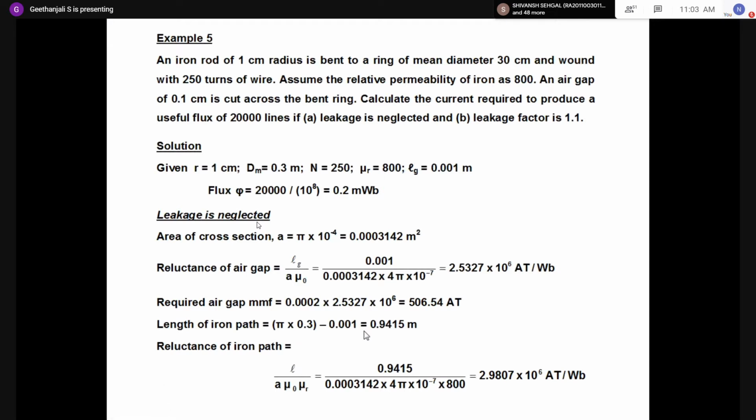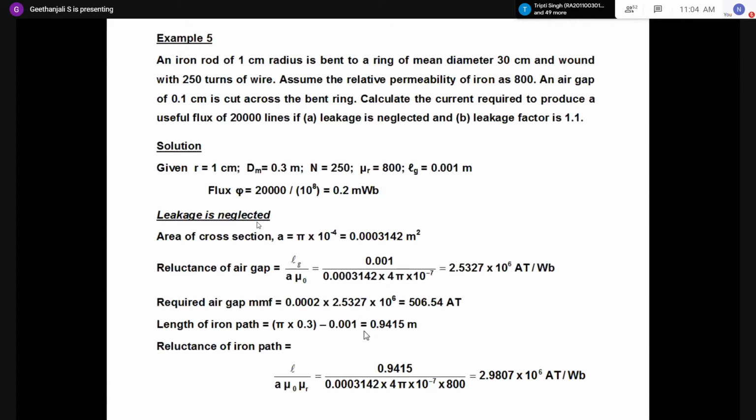R is equal to 1 centimeter, 1 centimeter radius. The ring has a mean diameter, so dm we convert into meter, 0.3 meter. Wound with 250 turns of wire, so n is equal to 250. Then the relative permeability of iron, mu r is 800. Then the air gap length given is 0.1 centimeter, convert that into meter, so 0.001 meter.